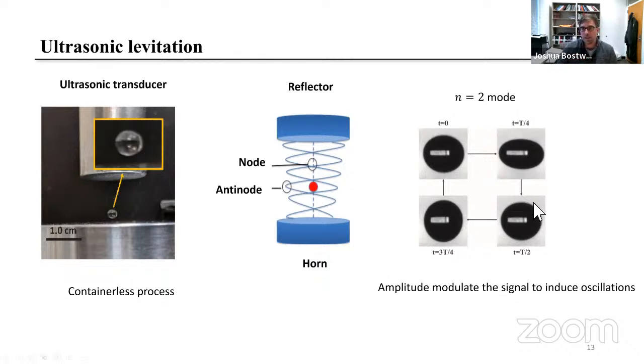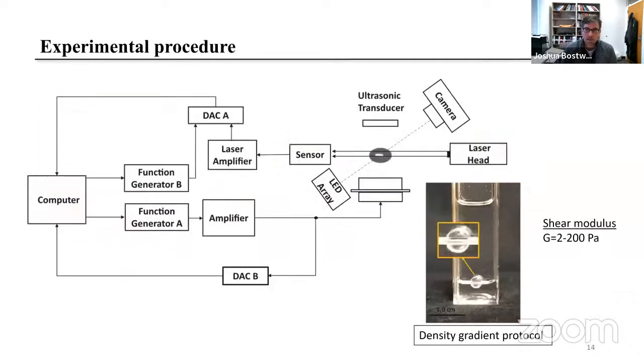So what you see here is basically an n=2 mode being excited via amplitude modulation, and it's undergoing the oscillation from t=0 to t=T, its period. Now, the experimental procedure that we use to quantify these oscillations is schematically shown in this diagram. I just want to point you to a couple important features.